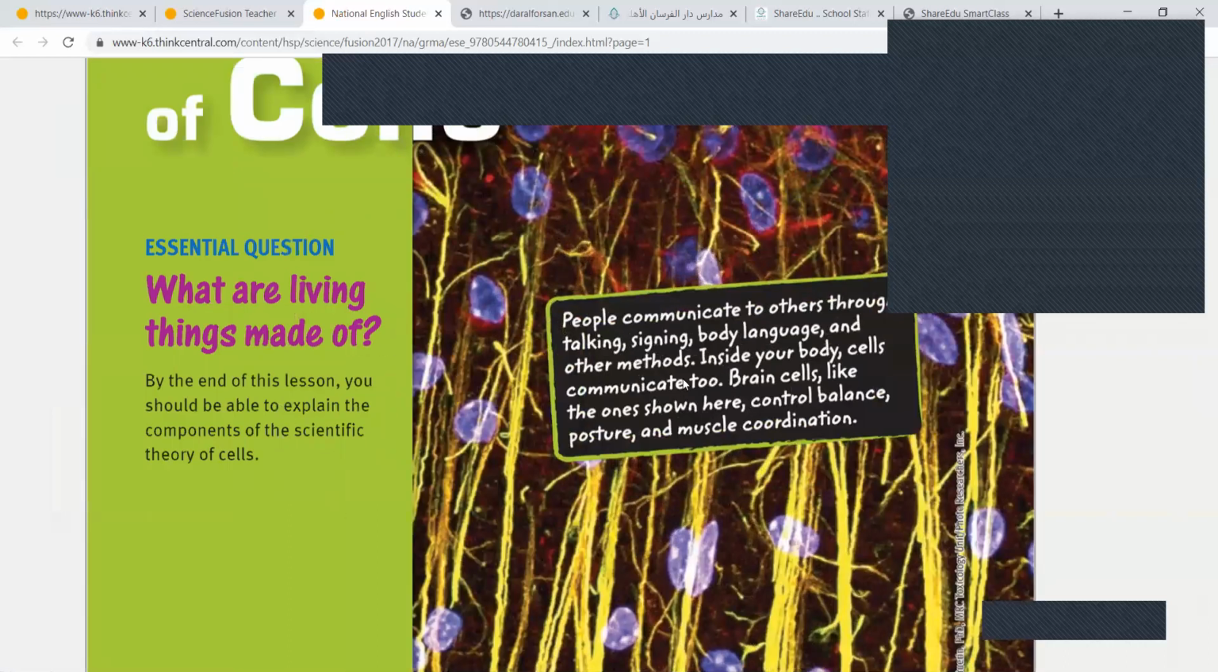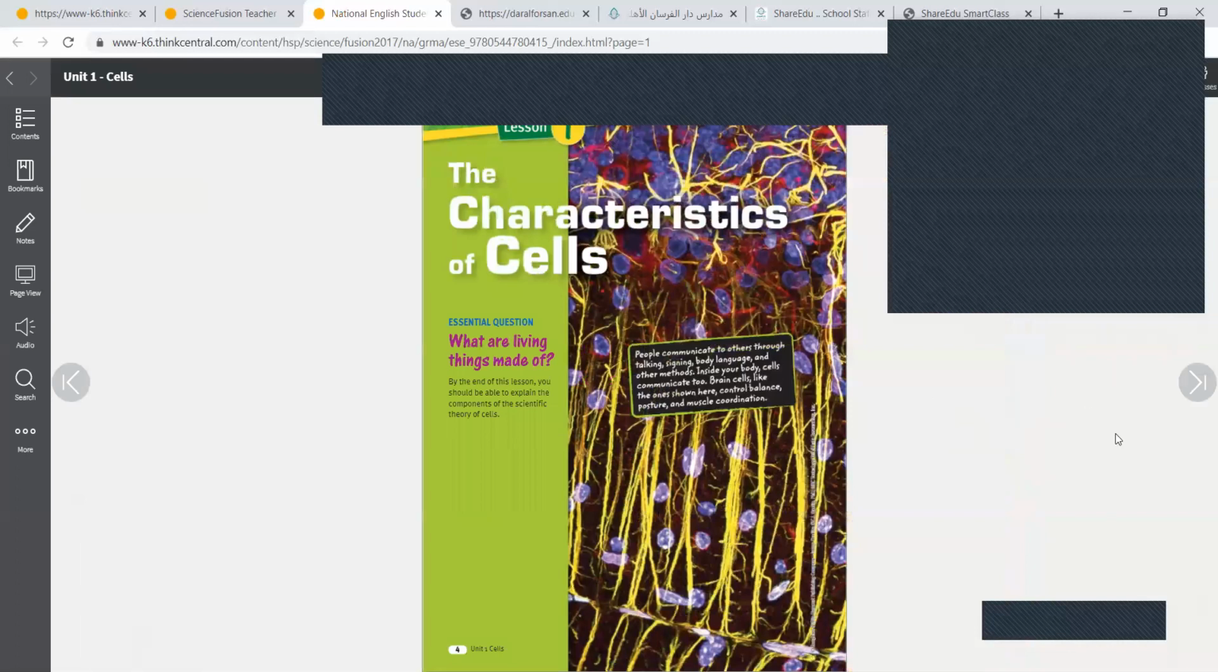People communicate to others through talking, singing, body language, and other methods. Inside your body, cells communicate too. Like how we communicate to each other, even our body cells communicate to each other. Brain cells, like the ones shown here, control balance, posture, and muscle coordination. So similarly, even our body has many cells that interact with each other.